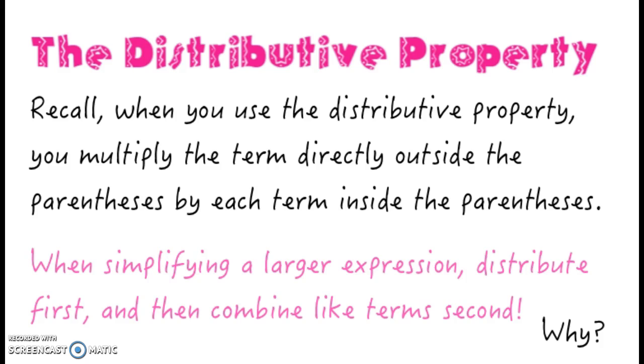So recall, when you use the distributive property, you're going to multiply the term that's directly outside the parentheses by each term in the parentheses. So if you had something like 3 times the quantity x plus 2, you'd multiply the 3 by the x and the 3 by the 2, and you'd be left with 3x plus 6.